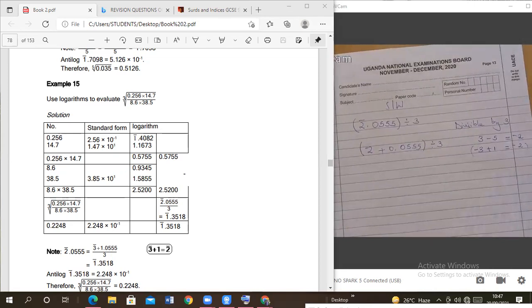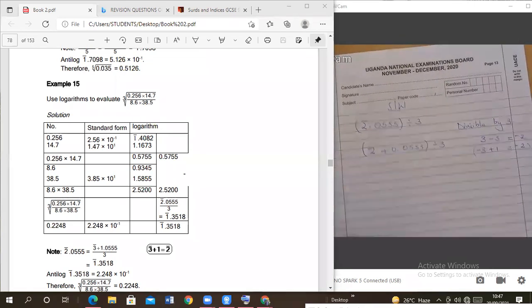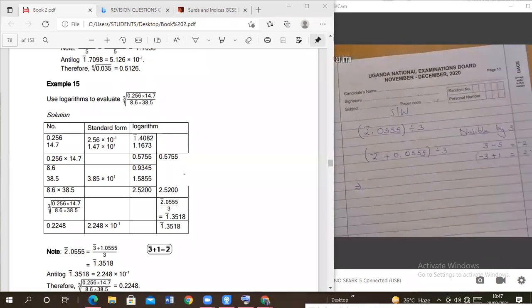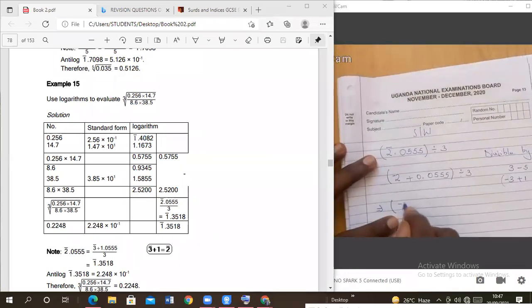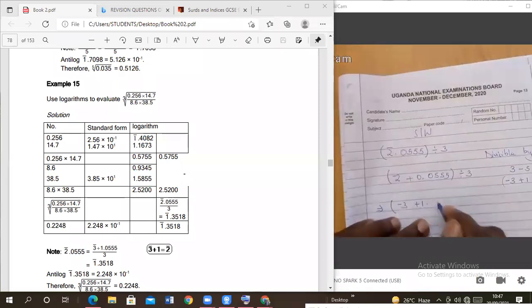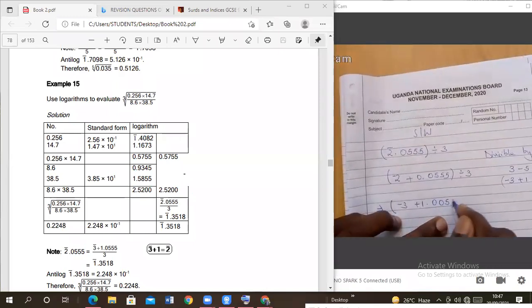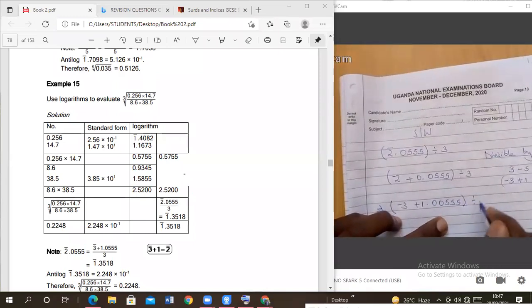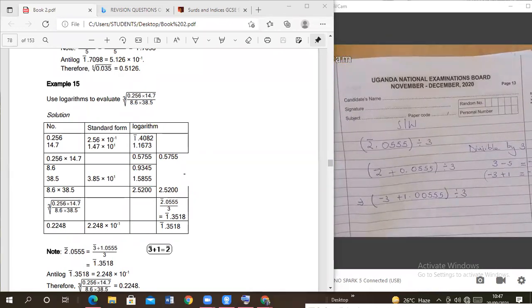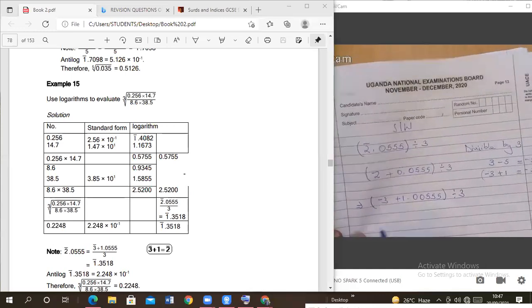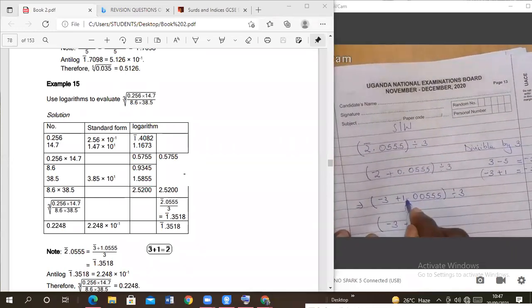I think that? Yes. So now I will come here. Now I will say -3 plus 1.00555 divide by 3. Sorry, this one should be plus here. There should be plus here. Are you together, members?